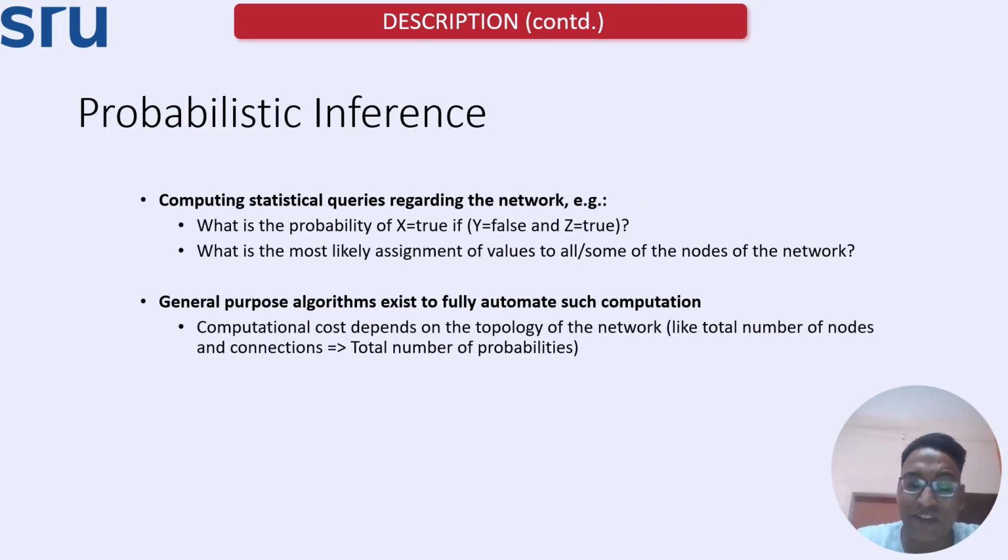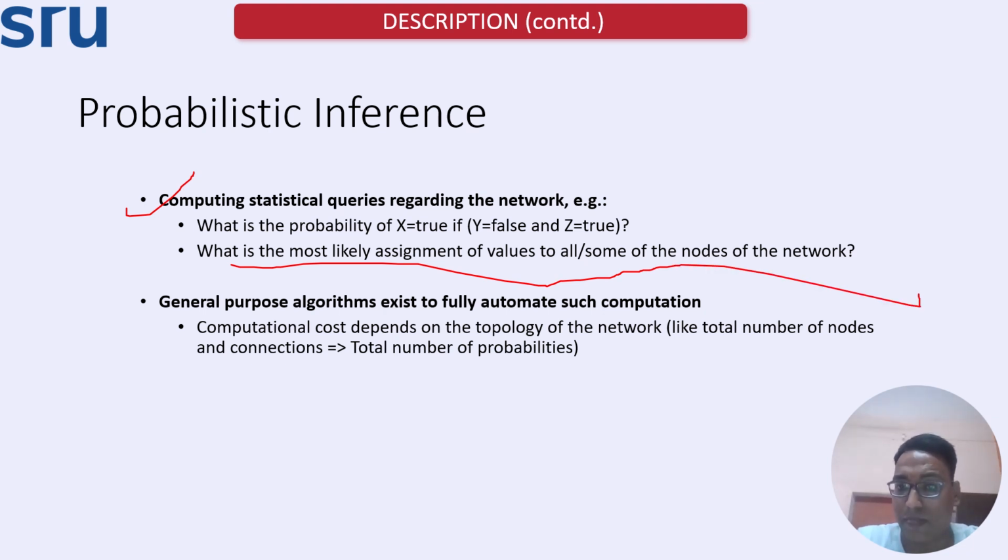So we are analyzing several different parts like this, like computing statistical queries regarding the network. What is the probability of X being true if Y is false, Z is true? Under different conditions, the fate will be changed for certain molecules. What is the most likely assignment of all the values of the nodes of the network? I can do it. Okay, like general purpose.